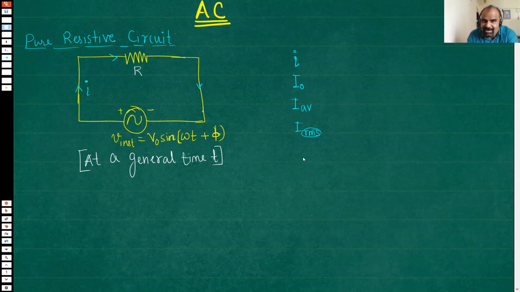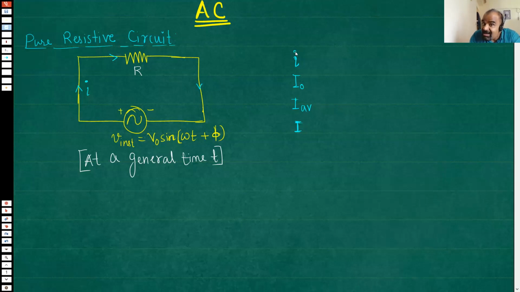I will show you why RMS is the most important. As time progresses, as we slowly start learning things, you will yourself realize why RMS is so important. Don't worry. RMS is so important that we don't even write the word RMS. We simply write capital I. When you write capital I, it automatically means RMS current.